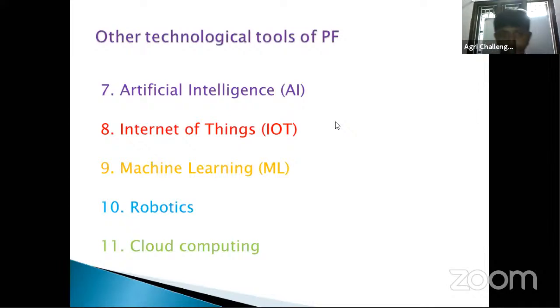Here, for ID number 1 to 15, I am giving an assignment on artificial intelligence. You have to submit an assignment on artificial intelligence. Then the next, 16 to 30, Internet of Things, IoT. Then 31 to 45, machine learning.